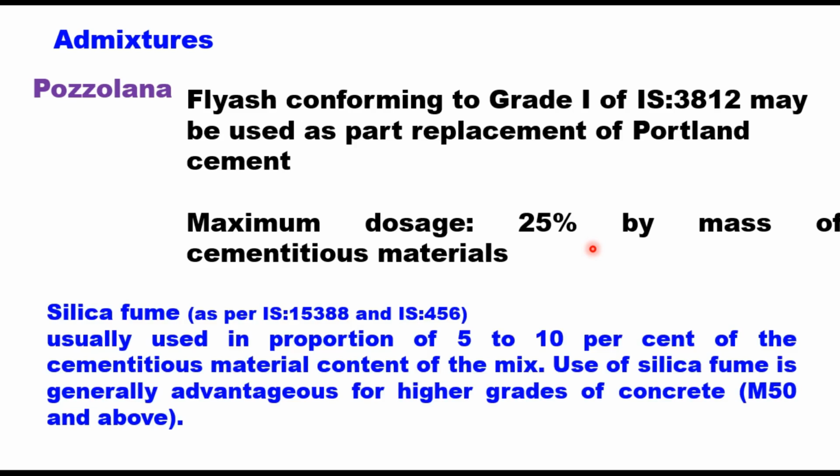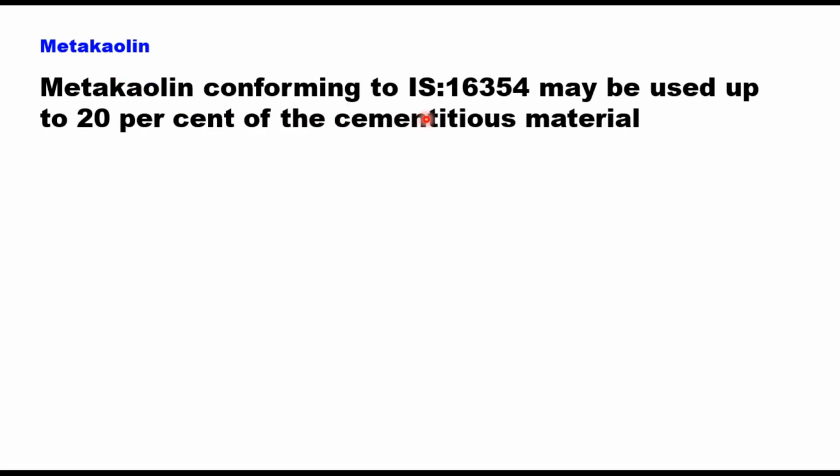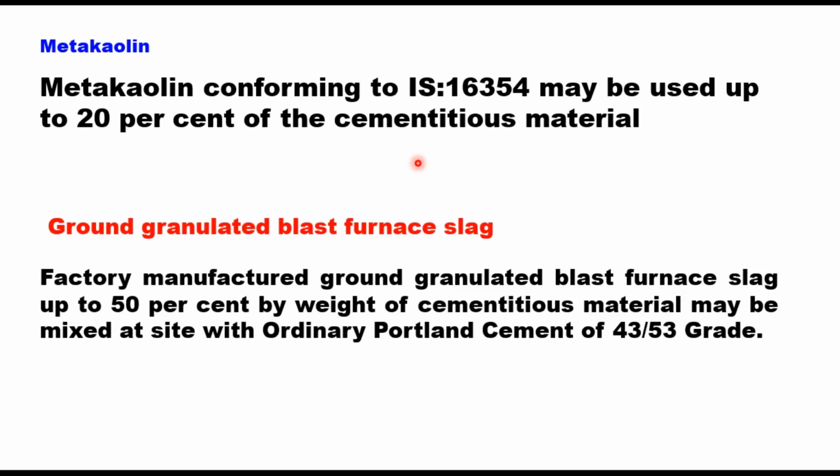Similarly, silica fume is usually used in proportion of 5 to 10% of the cementitious material content of the mix. Use of silica fume is generally advantageous for higher grade of concrete, that is M50 and above. Metakaolin conforming to IS 16354 may be used up to 20% of the cementitious materials. And similarly, granulated blast furnace slag can be used up to 50% by weight of cementitious material at site with ordinary Portland cement of 43 or 53 grade. So these are mineral admixtures which can replace cement in the concrete.